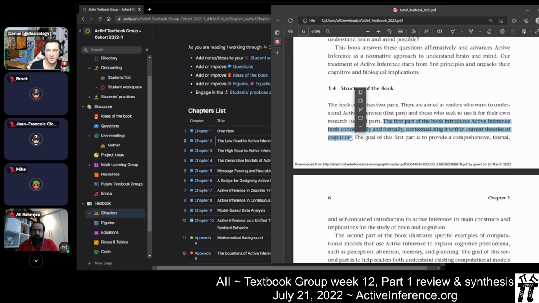How did they succeed? And where was there a divergence between what you preferred a priori or now? Comprehensive, formal, and self-contained introduction to active inference. Its main constructs and implications for the study of brain and cognition.